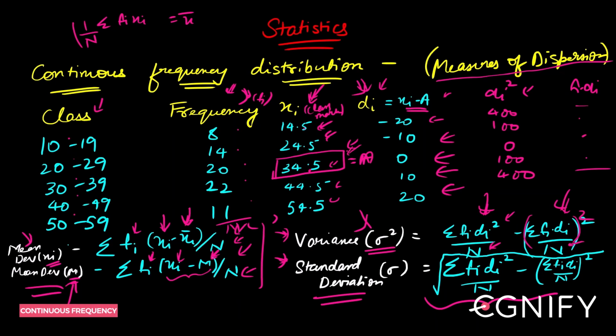So with this, we are almost done with the chapter. Let's look at this last small thing called coefficient of variation. And with that, we'll complete the chapter called statistics.